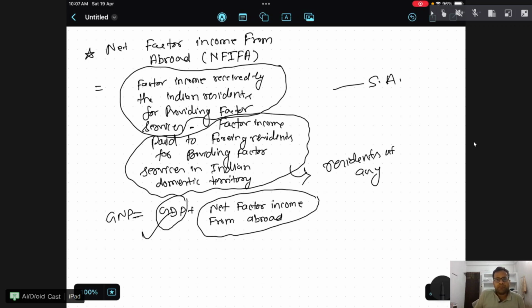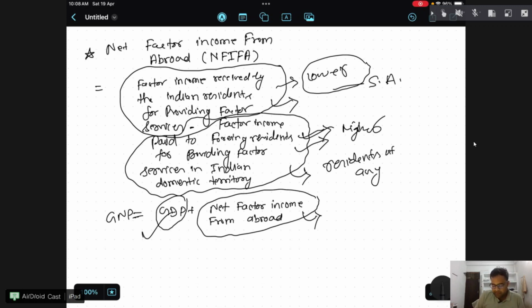From the perspective of India, GNP often comes out less than GDP, because net factor income from abroad often comes out negative. There are many foreign residents providing services in India, and those values are bigger than the value of services our residents provide abroad. That's why net factor income from abroad comes negative from the Indian perspective, and GNP comes lower than GDP. So generally we calculate GDP, not GNP.